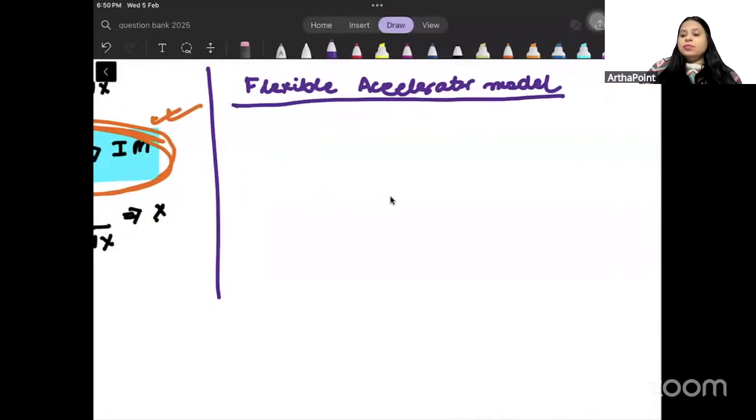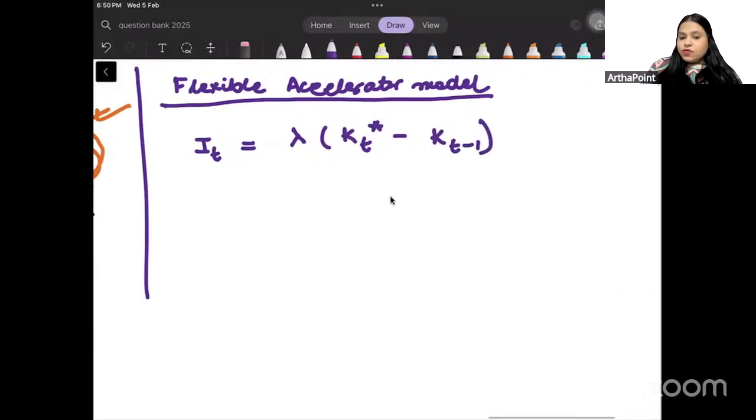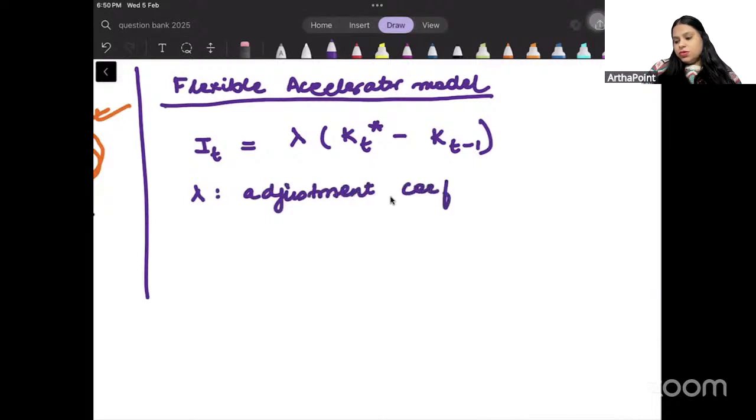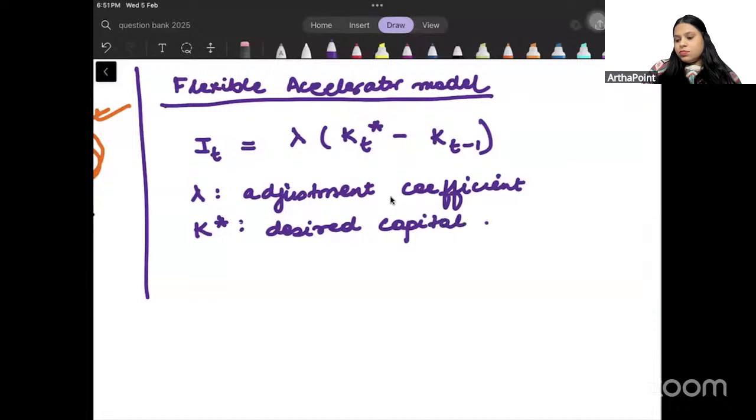Flexible accelerator model basically says that your investment is going to be some lambda proportion of desired capital stock and last year's capital stock. ये flexible accelerator model equation है. So we are going ahead and saying that lambda, this is called as adjustment coefficient. K star, this is desired capital stock. And K T minus 1, जो भी मेरा last year capital stock था.